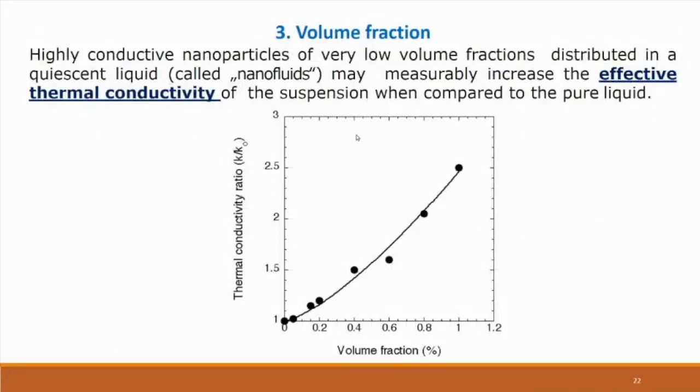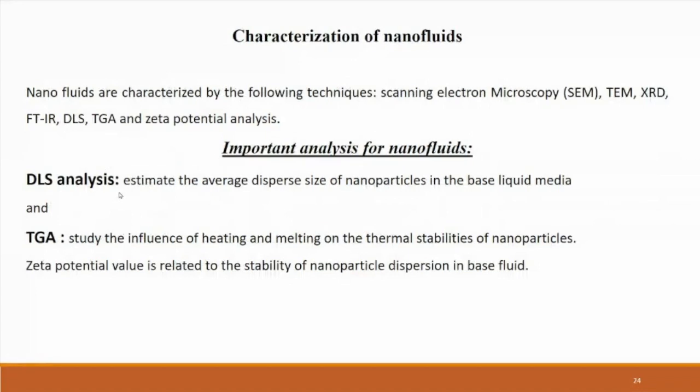What is next is volume fraction. Highly conductive nanoparticles of very low volume fraction dispersed in quiescent liquid, called nanofluids, may measurably increase the effective thermal conductivity of the suspension when compared to pure liquid. You can see in this figure that as the percentage of volume fraction increases on the x-axis, the thermal conductivity ratio also increases. So these are the effects of volume fraction. I've already told you.